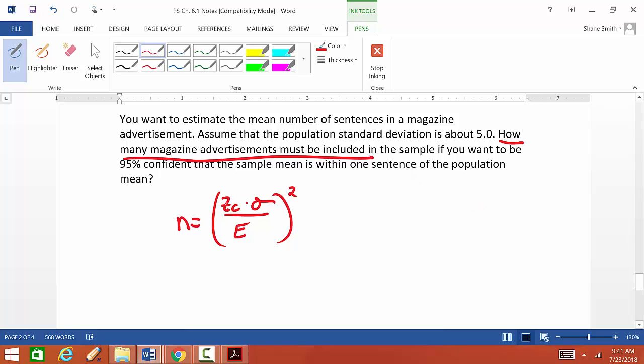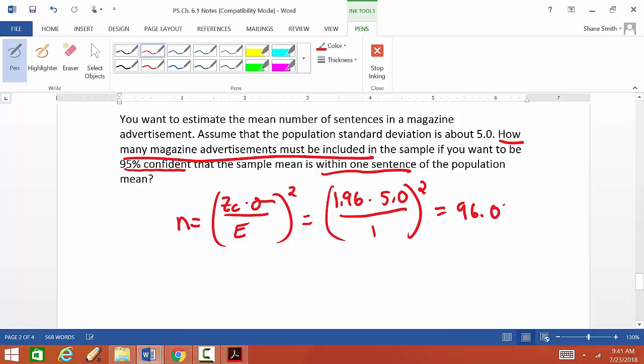All right, so z sub c, well, it's 95% confidence, and you should go back. What is the z-score for 95% confidence? That is 1.96. And actually, 95% confidence comes up so much, this is just one worth remembering. If you remember that the z-score for 95% confidence is 1.96, you're doing yourself a favor. Okay, sigma is 5.0. And then what's our margin of error? Well, it says within one sentence, right? I want my error to be within 1, so I'm just dividing by 1, quantity squared. And when you do this calculation, you get 96.04.